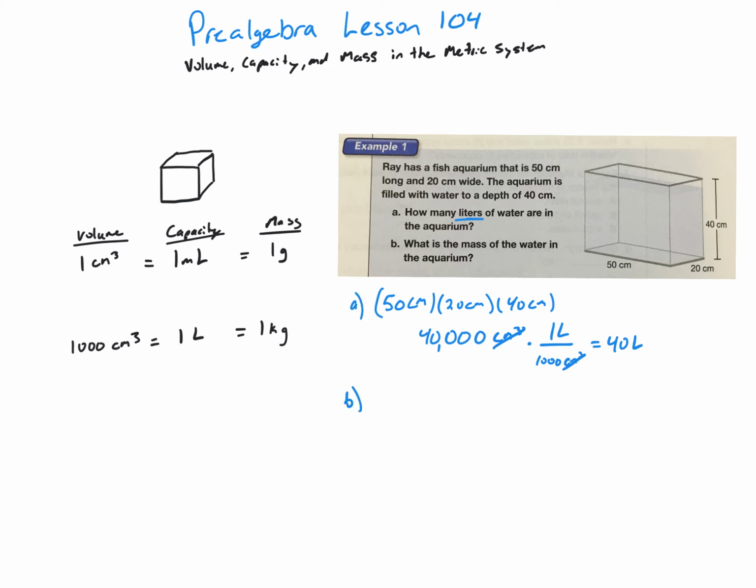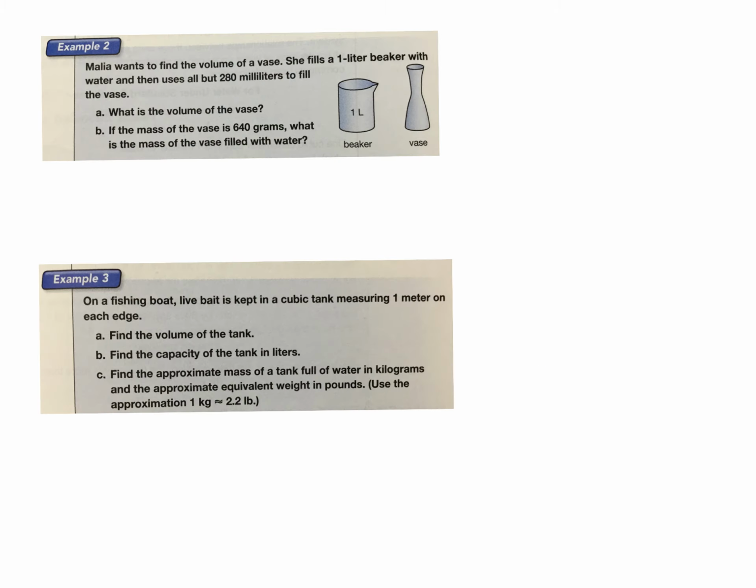For part B, it says what is the mass of the water in the aquarium. So since there are 40 liters, we know it's going to be 40 kilograms. Because see, 1 liter is the same thing as 1 kilogram. So 40 liters is going to be 40 kilograms.